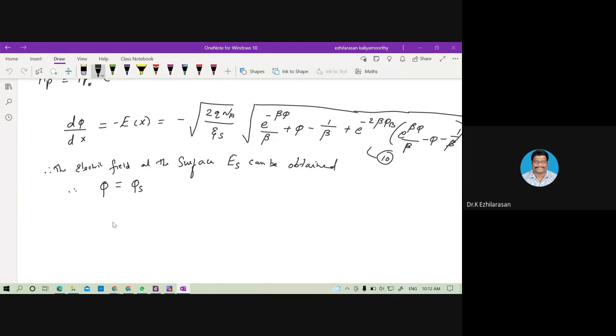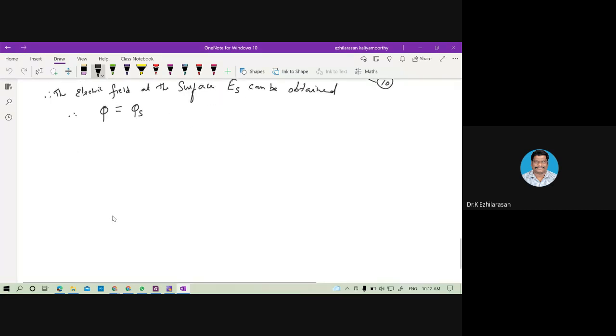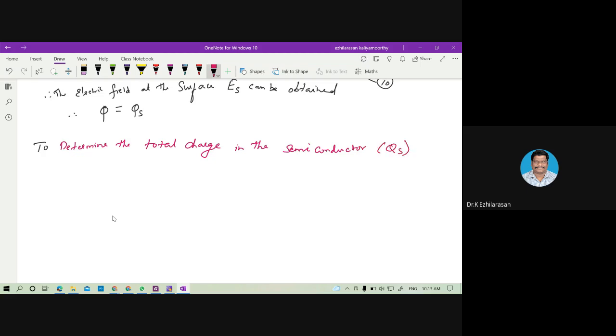Now what we need to do is determine the total charge in the semiconductor, that is Qs.